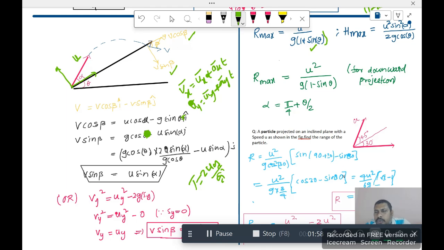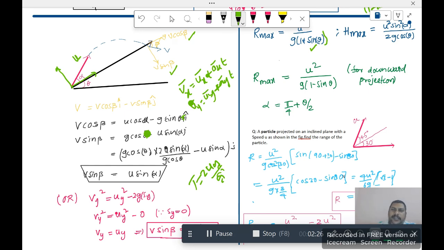2u_y means here what? u sin alpha from the diagram, and g means the acceleration g cos theta, in this case of projection above the incline. So remember three formulas: 2u by g, 2u sin theta by g, and 2u sin alpha by g cos theta. Depending on the question, you can take these formulas. Remember, this T only helps in finding the range, maximum height and remaining quantities.